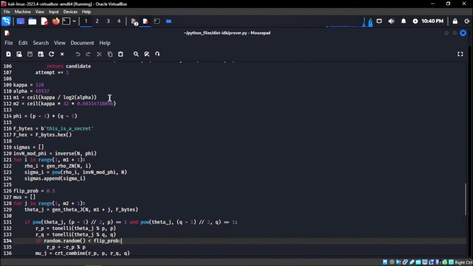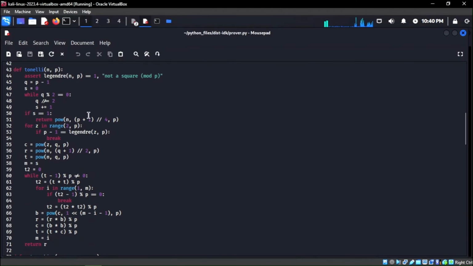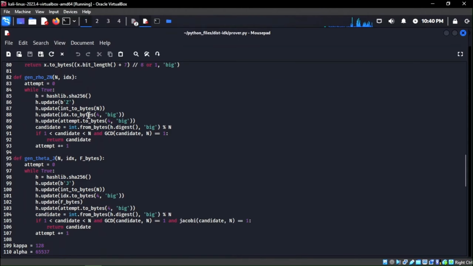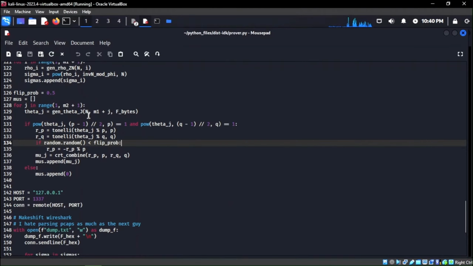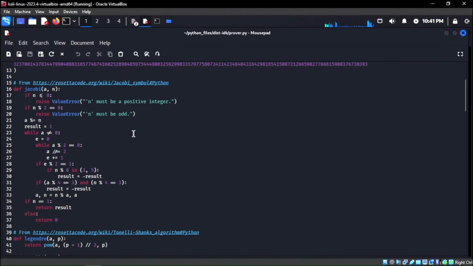So guys, here is the prover.py. The sample prover script shows a method for generating mu j values. It calculates theta j, which will be the same for both dumps for the same line. Then it does some square root math using its own small p and q. This upper here, p and q, its own.